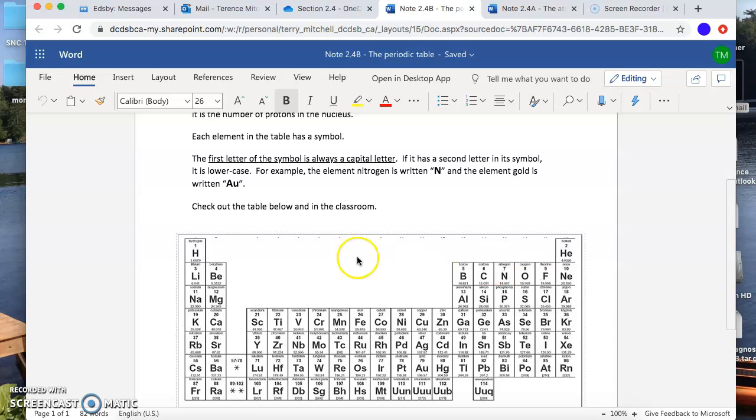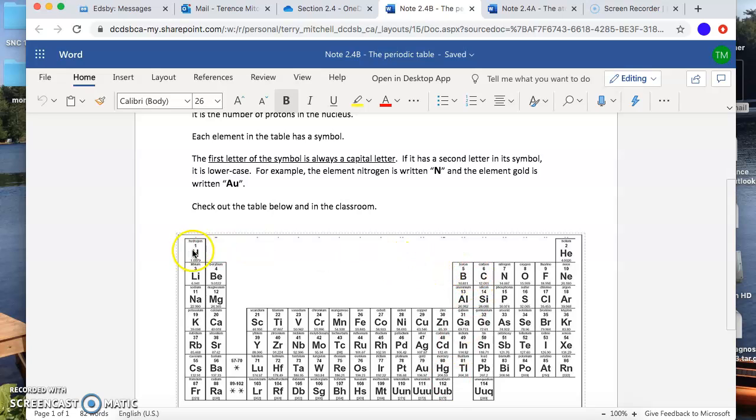If there's 2 letters, then the second one, like in lithium and beryllium here, will always be lowercase. And we do actually have a few down here, and there are more than these that are not on this periodic table. And these have 3 letters, but once again, the first one is capitalized in the symbol, the rest are lowercase.